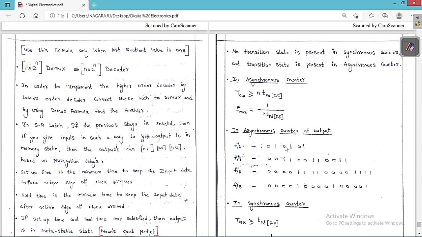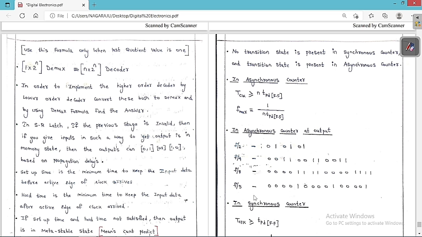Here you can see 0 1 0 1 0 1, two states are repeating always, so therefore F by 2. Here 4 states are repeating, 0 0 1 1 0 0 1 1, so F by 4. If you go for another, here 8 states are repeating, 0 0 0 0 1 1 1 1, 0 0 0 0 1 1 1 1, so F by 8. Now here, 0 0 0 0 1 0 0 0 0 1, you can see 5 states are repeating, so F by 5.